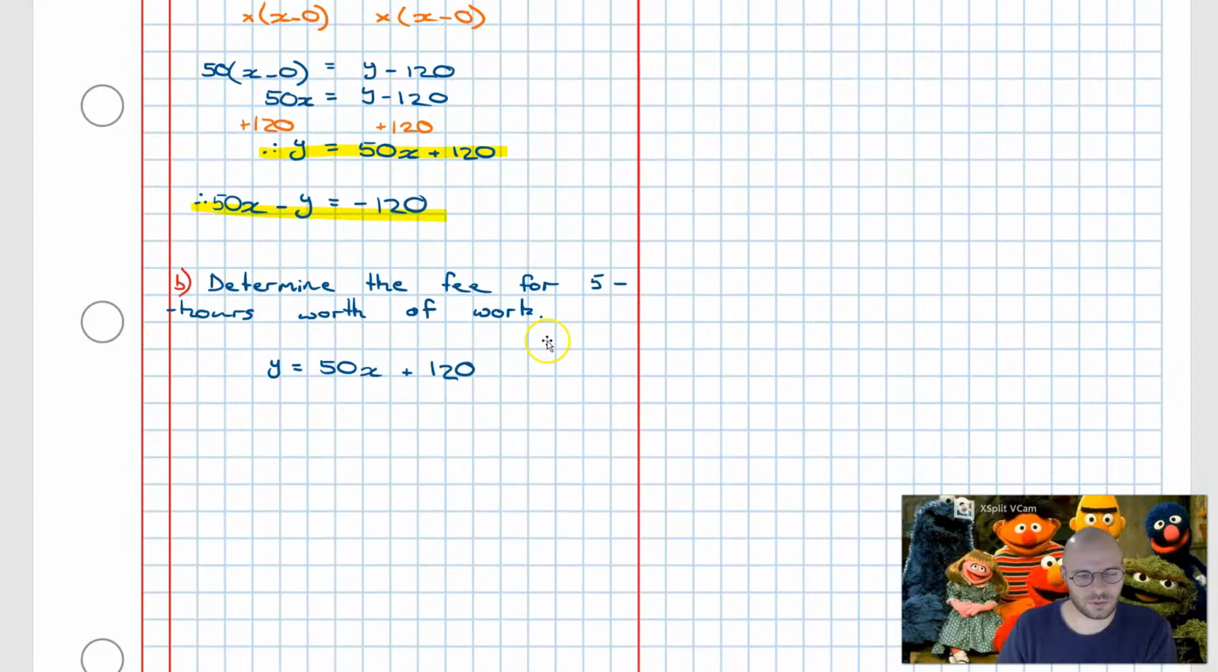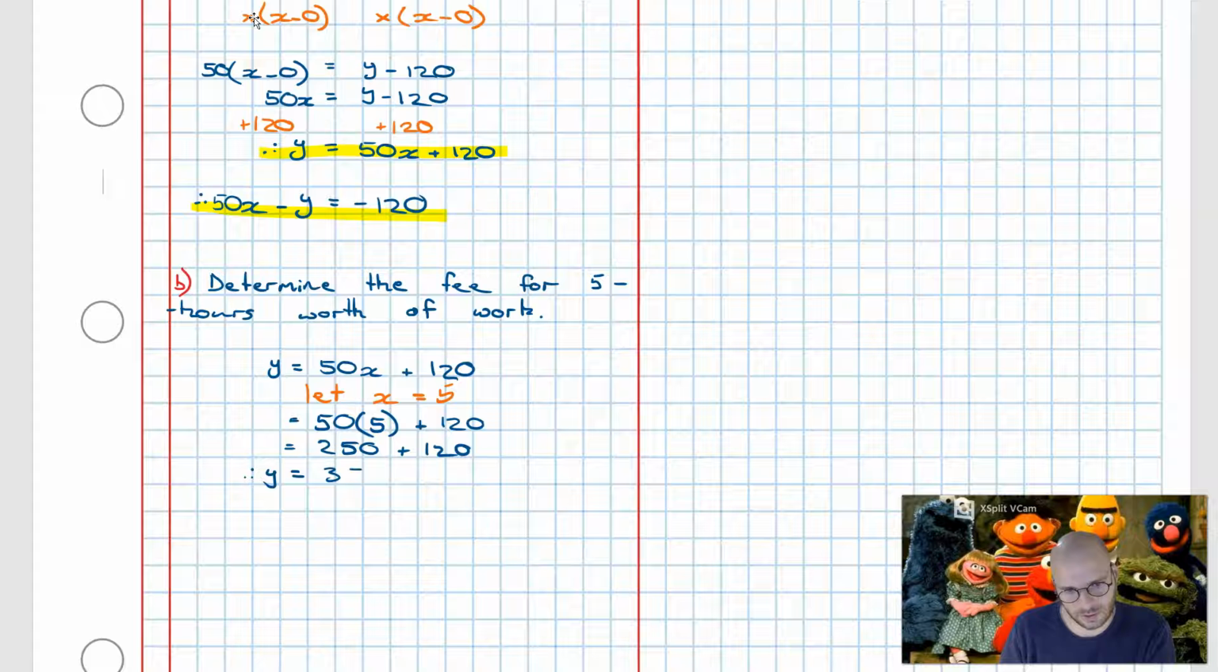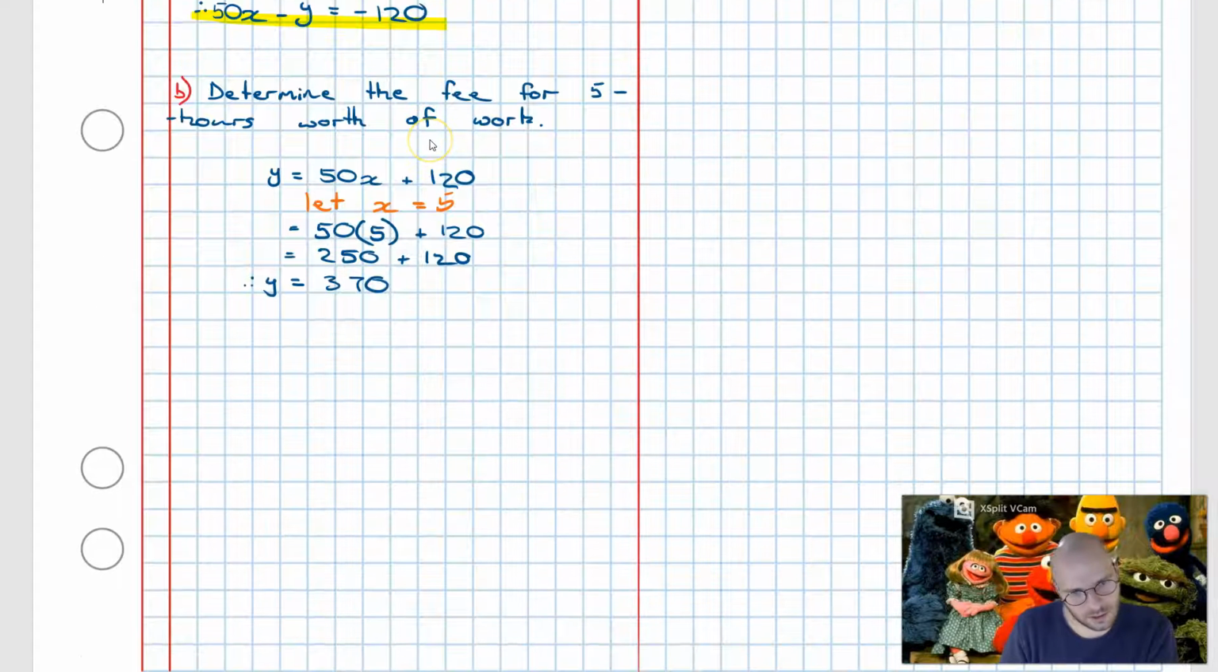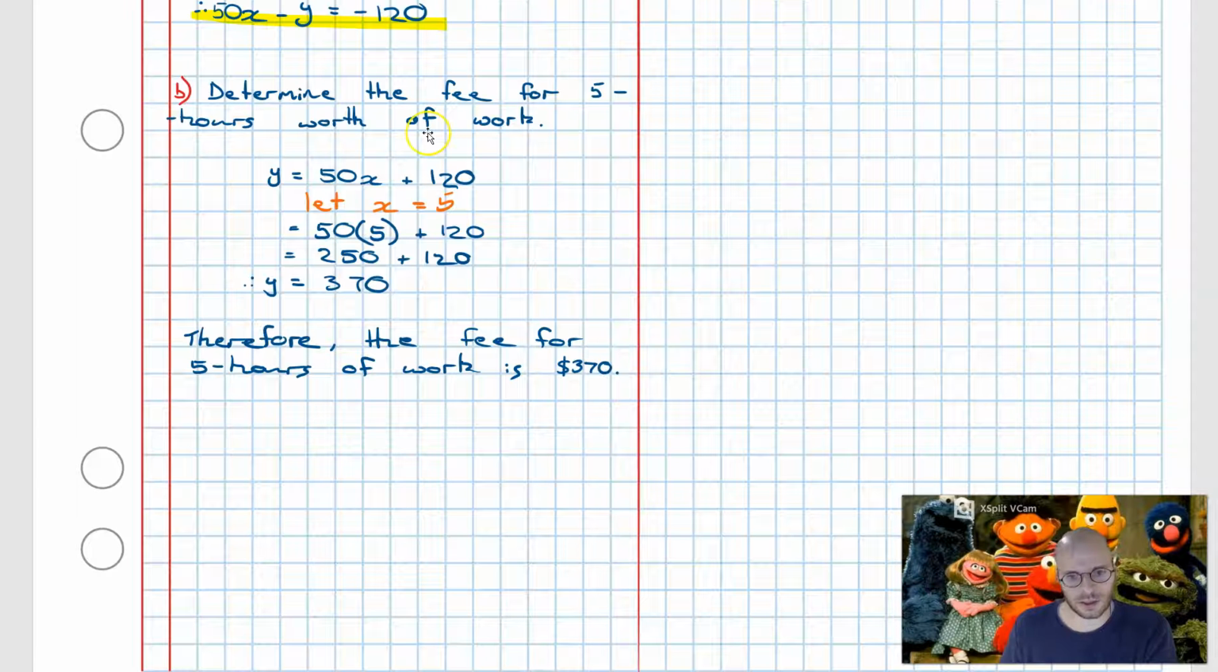Consequently, the way in which we're going to enter the question is we're going to say let x equal 5. Computing this, 50 times 5 is 250 plus 120. And therefore the value of y is going to be 370. So what we can say is, therefore, the fee for 5 hours of work is $370.